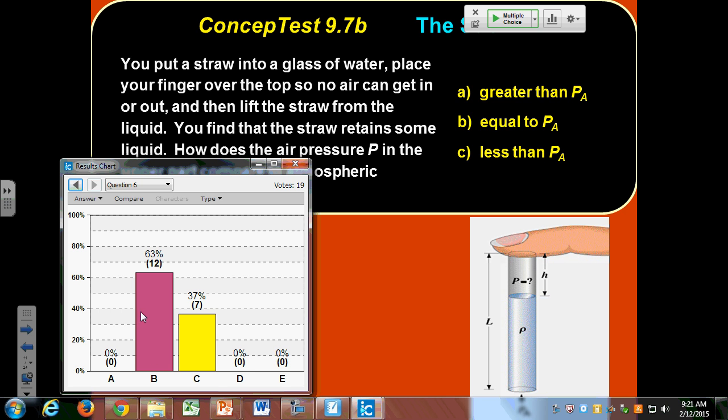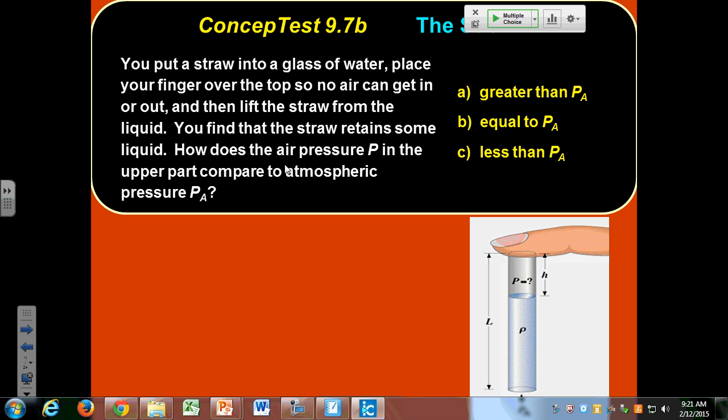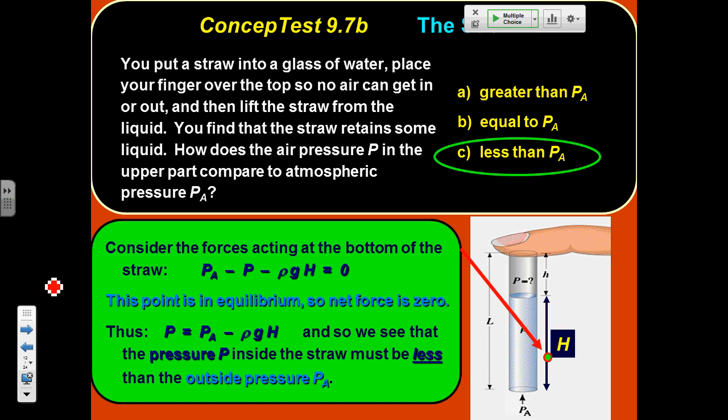So, yeah, the answer here is C. The pressure is actually less than the pressure PA. Let me see what the explanation is. Yeah, that's not a very good explanation, but it's less than PA because I have this pressure pushing up, and then I have this pressure here.